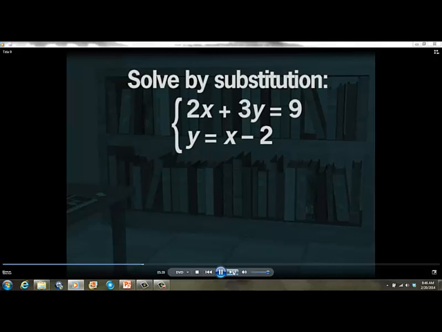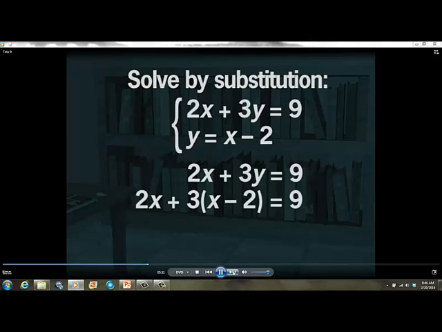To solve this system by substitution, replace the y in the first equation with the expression x minus 2. Okay, that makes the first equation 2x plus 3 times the quantity x minus 2 is equal to 9. Good use of parentheses, Lizzie. They're really necessary here. Cool! Now we've got an equation in one variable. If we solve this equation, we'll know the value of x. And that's what substitution is all about.